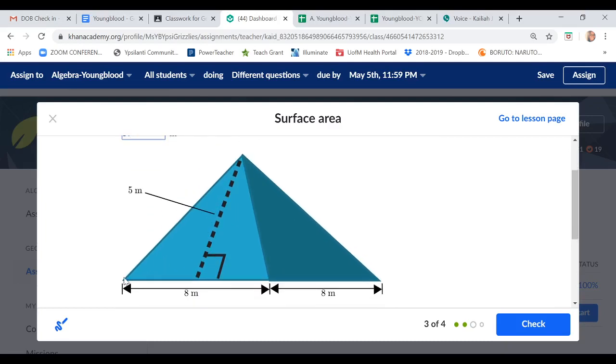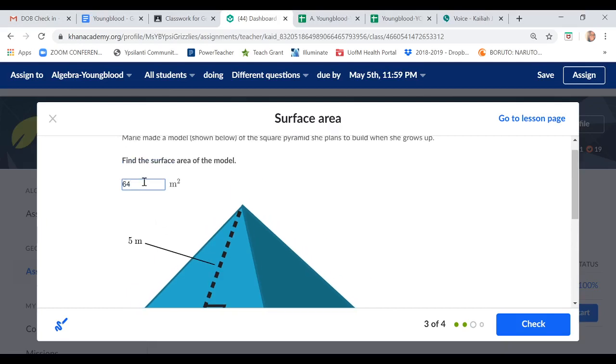And then we have 4 triangles for the 4 sides of the square. So 1 triangle here, 1 triangle here, 1 triangle hiding back here, and 1 more hiding back here. So we have 4 triangles. And remember, their areas are base times height divided by 2. So we would do 8 times 5, which is 40, and then divide that by 2. So that would get us an area of 20.